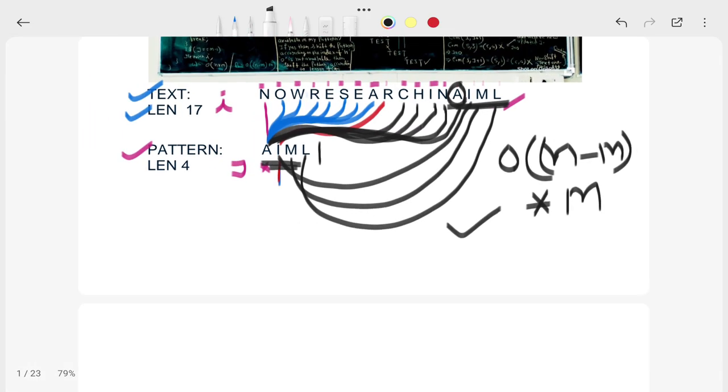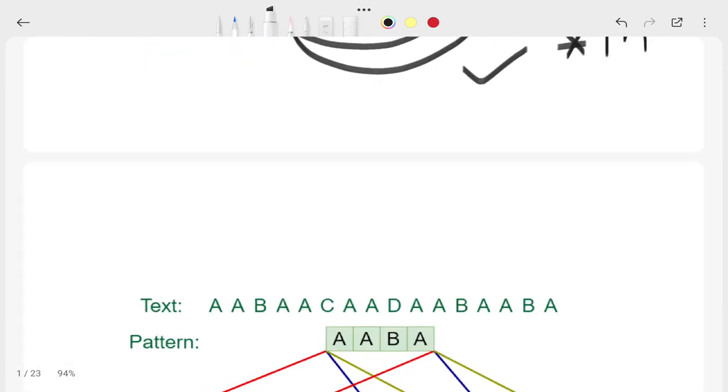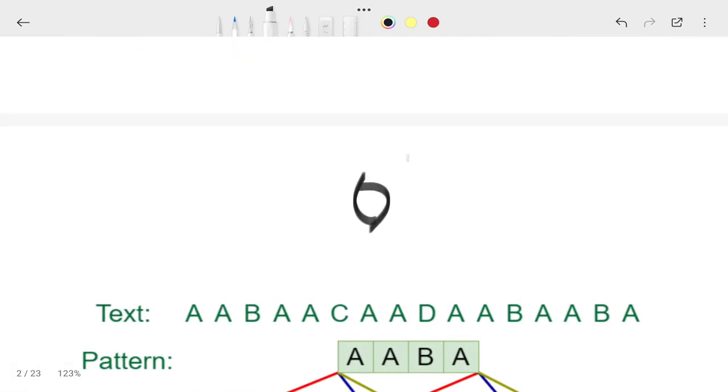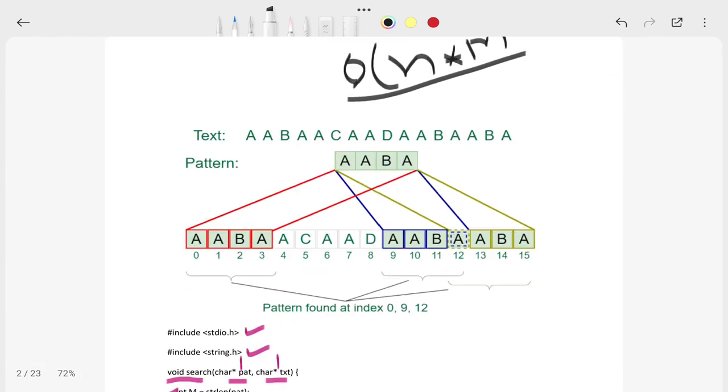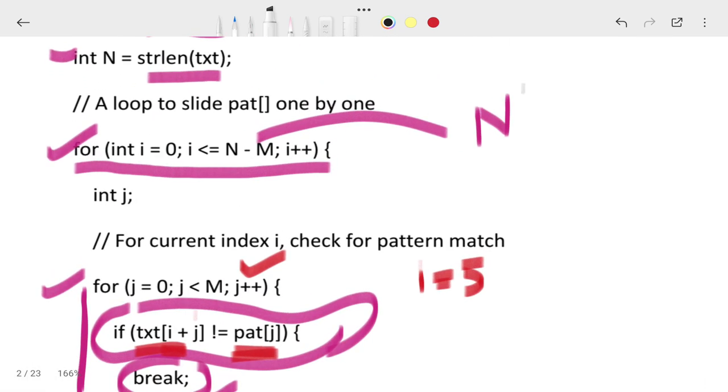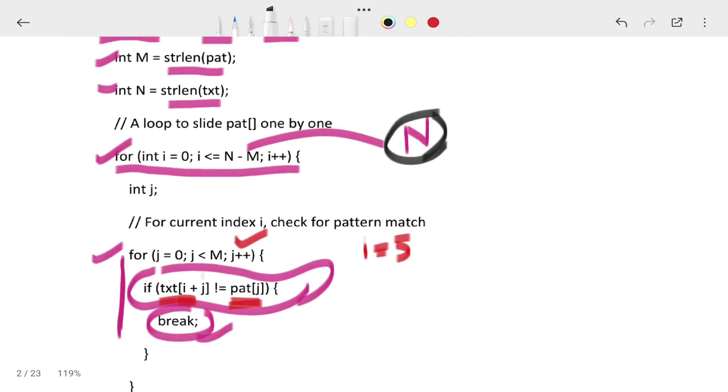If data is not available, meaning the pattern is not available in my text, in this condition your time complexity will be order of n into m. For this reason I told you to write n here. Maybe the text is not available. I think that you understand.